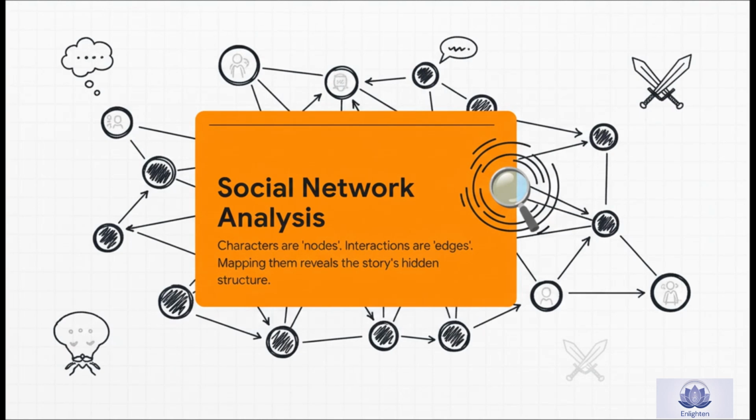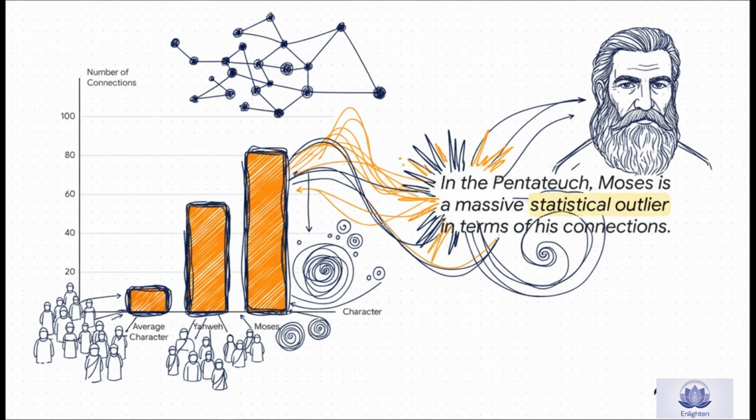So here's the basic idea of how this works. You treat every single character as a node. Think of it as their profile page. And every time two characters interact, they talk, they're related, they fight, you draw a connection, an edge between them. When you map out thousands and thousands of these connections, you start to see the hidden structure of the entire narrative, and you can actually measure statistically who the most important characters are. And what they found is absolutely stunning.